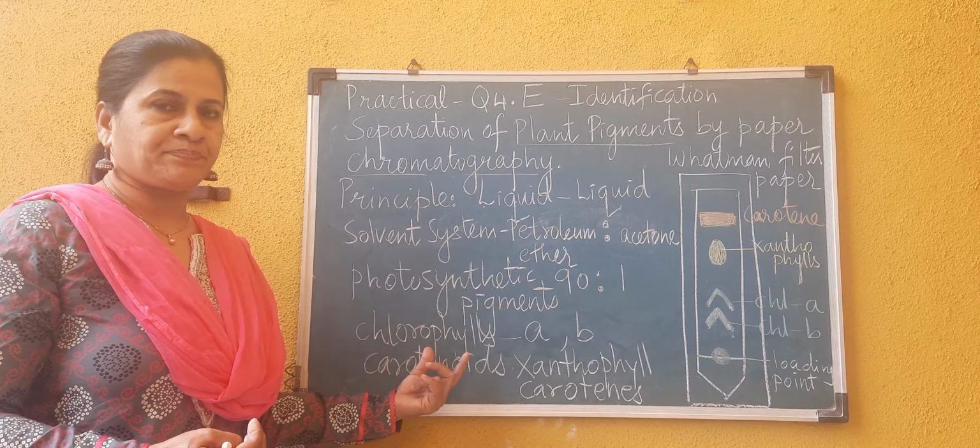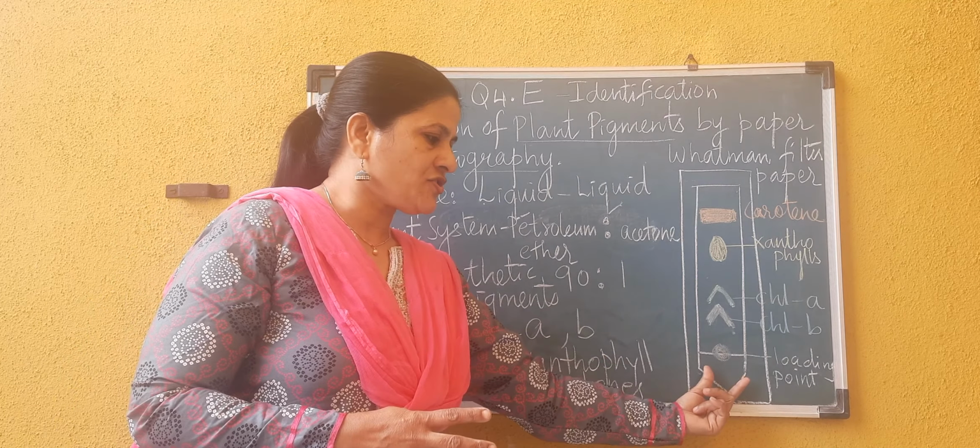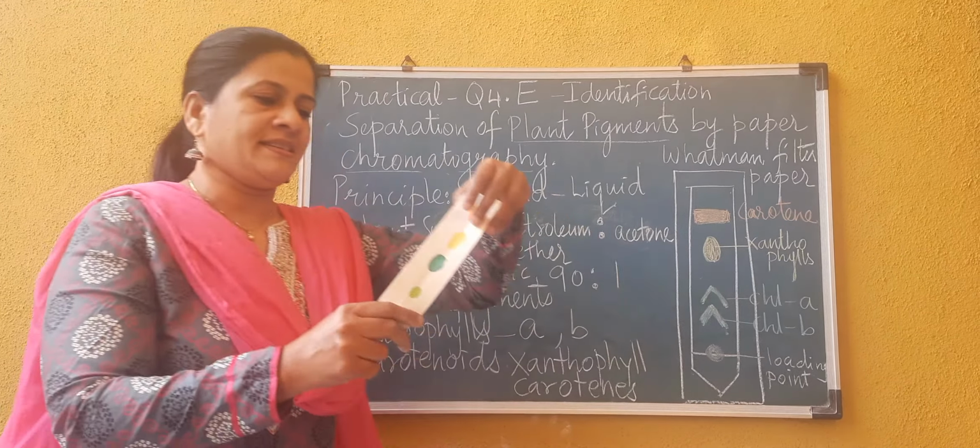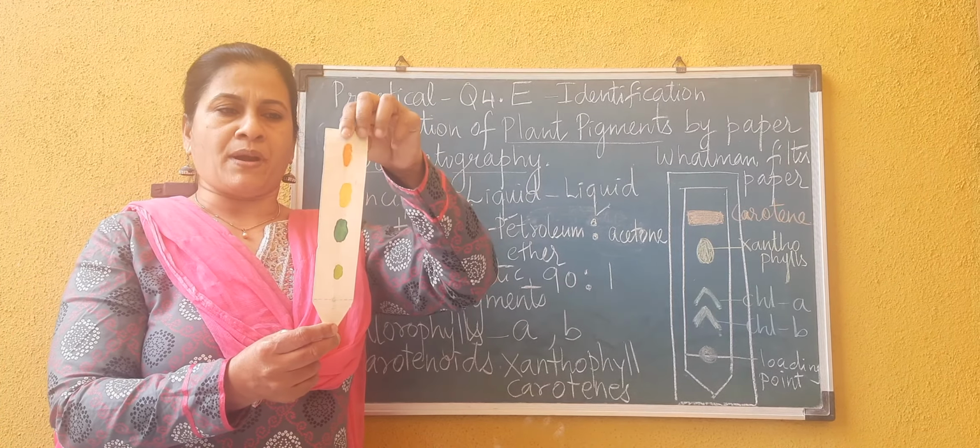The third step is taking Whatman filter paper 1. It is cut into the form of a strip. On this strip, you can see this is the Whatman filter paper number 1. It is cut in this format and a line is drawn on this paper with the help of a pencil.